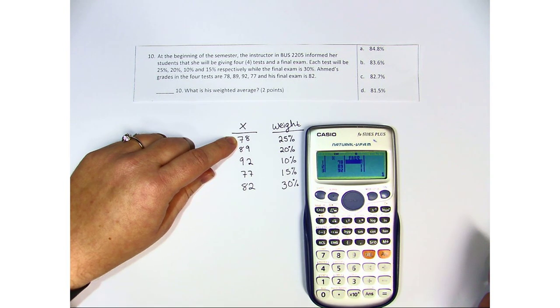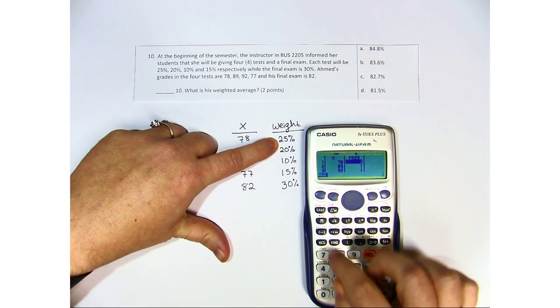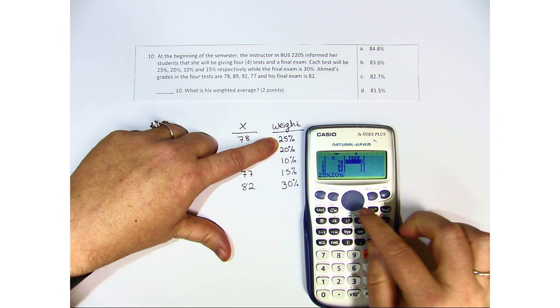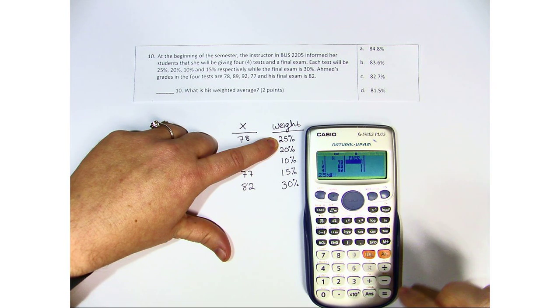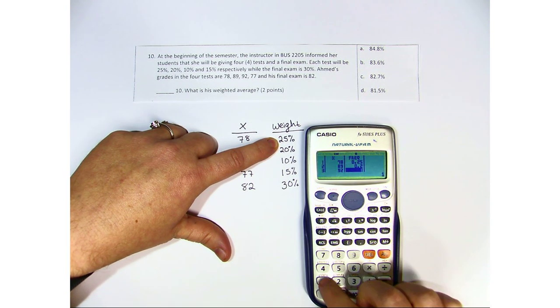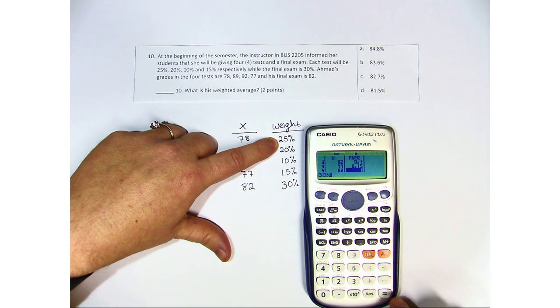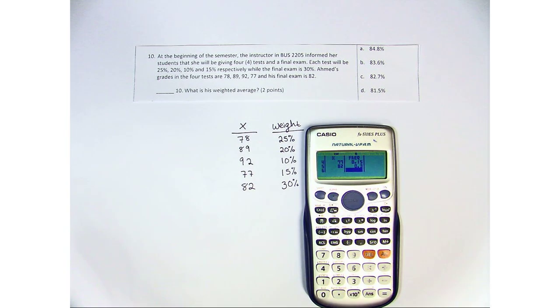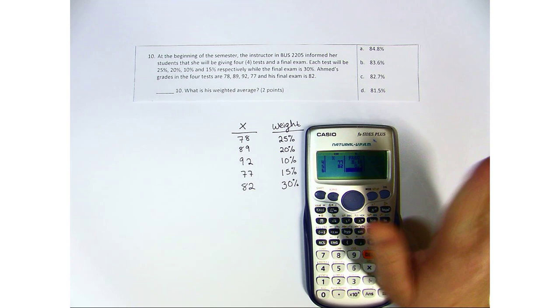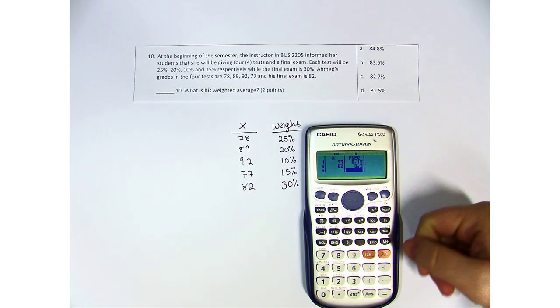Now the frequency is the weighting of the tests. So I'm going to put 25%, 20%, 10%, 15%, and 30%. Now the two numbers should match up perfectly, and if you notice the calculator changed the percent to a decimal. Once again, that's perfectly fine. You have to hit AC to go back to the main screen.